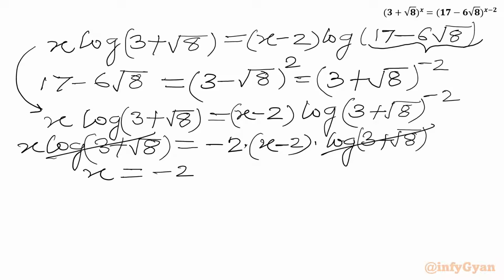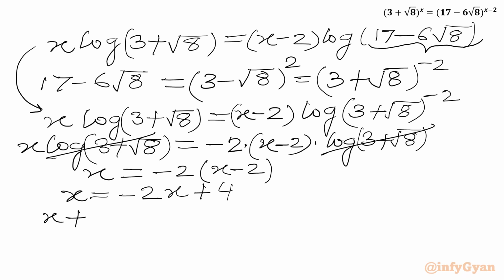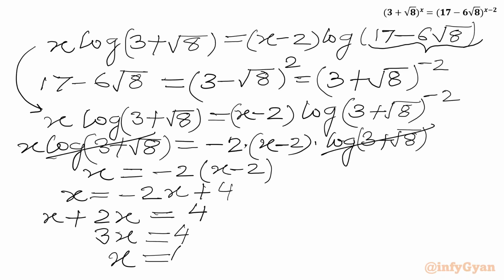We will get x equal to minus 2 times x minus 2, or we can write x equal to minus 2x plus 4. Now we'll add 2x to both sides. I can write x plus 2x equal to 4, or we can write 3x equal to 4. Now we have to divide by 3 on both sides. We'll get our answer, 4 over 3.